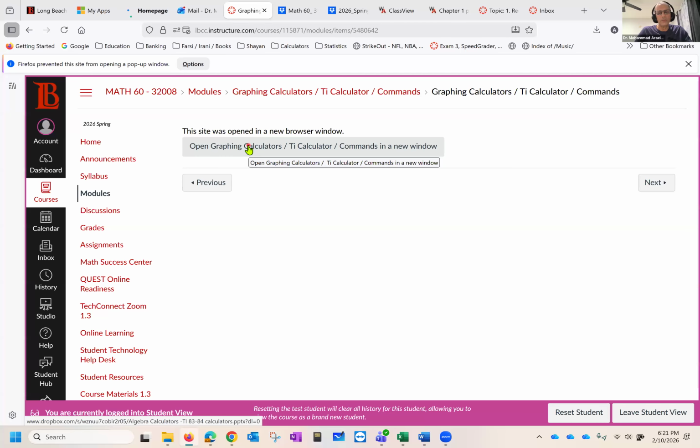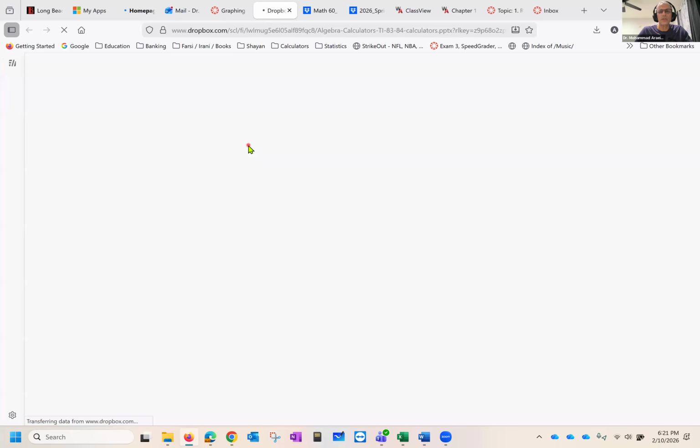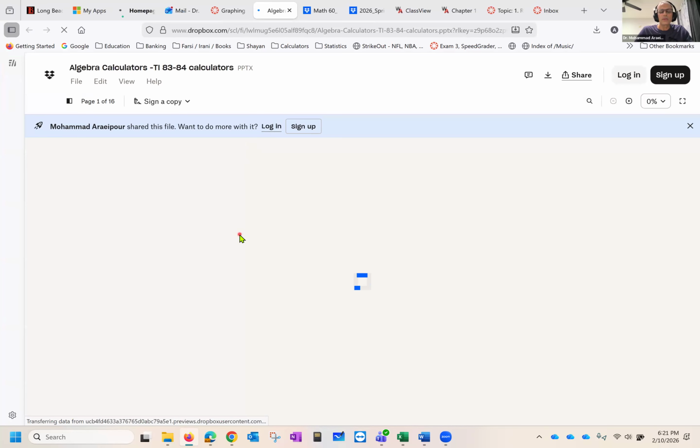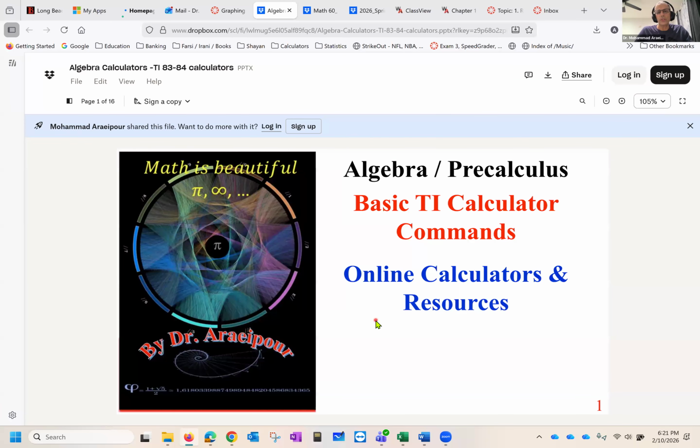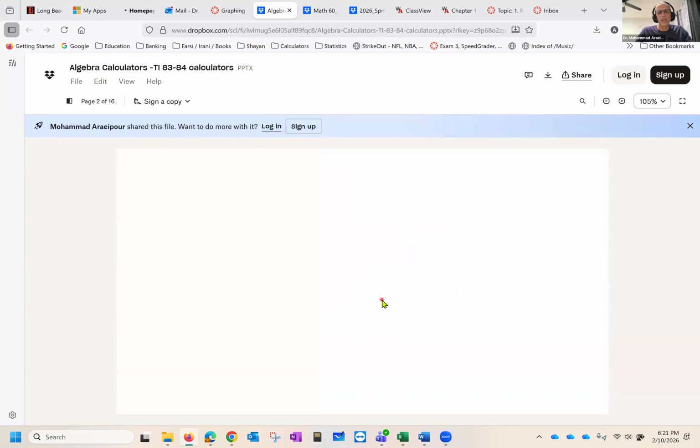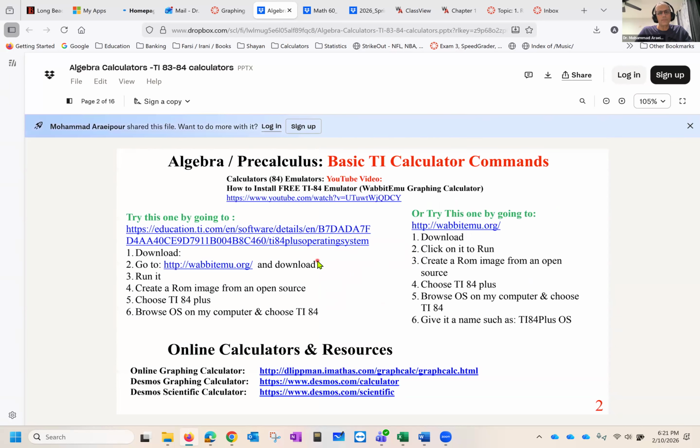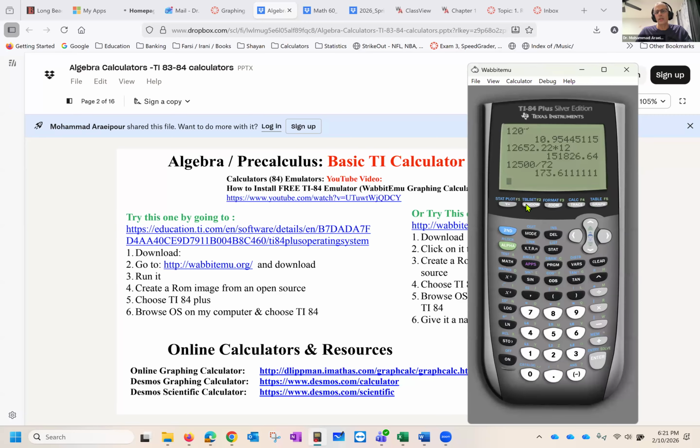So what do you find here? This is resources, as I mentioned. I put this here for you, which has some calculator commands. Also, it is possible to try to download an emulator for a graphing calculator. If it works, and it doesn't work all the time, you will get a calculator similar to that. So you can try it. I've tried it. Sometimes it fails on some of the computers. Sometimes it does work, as it did in this case.